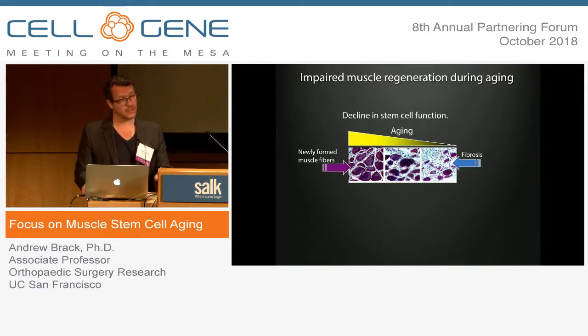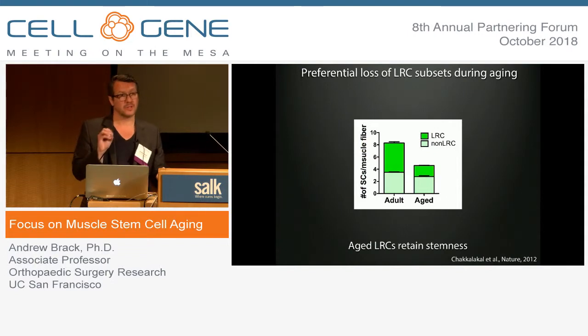So we asked a very simple question: are we losing the label retaining cells? Using the DOX-inducible approach, we chased that out throughout life, and quantified the number of LRCs and non-LRCs in an adult compared to an aged mouse of 2 years of age. As we've reported, and others, you do lose satellite cells. The total population is down by about 50%, but it comes almost exclusively from the label retaining cells. So no matter what population you've lost, what's most important is that the functional cells are being lost.